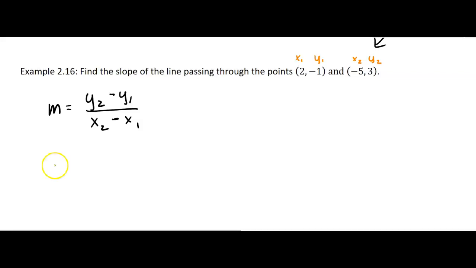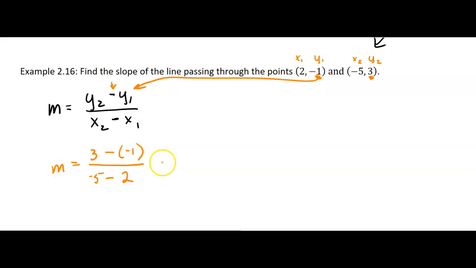So when I'm following this slope formula, I'm going to say y sub 2, which is 3, minus, remember it's minus, y sub 1, which is negative 1. Now sometimes students think, oh, I already have a minus sign in there, but that minus sign is from the formula. This minus sign is coming from that negative 1. So you got to put those both in there. Okay, x sub 2 is negative 5, minus from the formula 2, which is x sub 1.